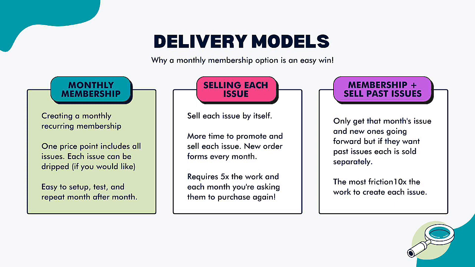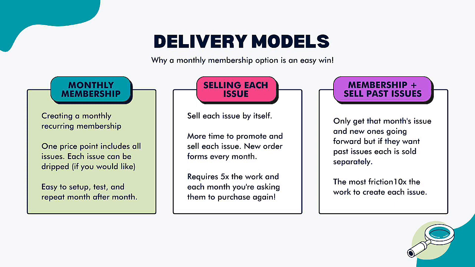The next delivery model that I see a lot with recurring subscriptions is the idea to sell things one at a time. So instead of having a monthly membership option where the content is dripped out monthly, you might want to sell each individual part, so selling each issue of a magazine-based subscription by itself. This option is possible with AccessAlly, but it does take more time because you're promoting and selling each issue of your magazine, and then you've got new order forms and new tech set up every single month.